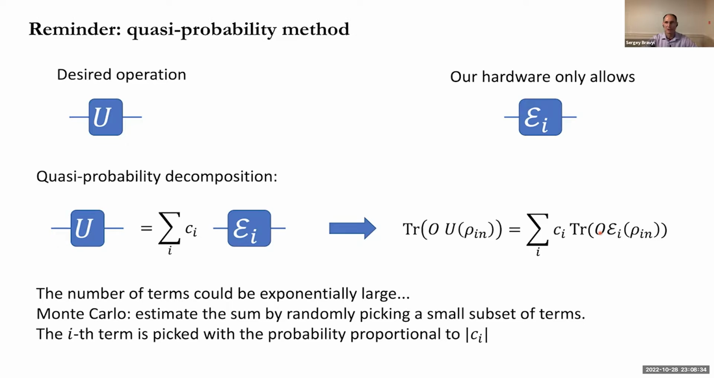But in all interesting cases, the number of terms in the sum is exponentially large. So we cannot examine all the terms. What we can do is to estimate the sum by Monte Carlo method. So we randomly sample a small subset of operations E sub I, and the probability of picking some E sub I should be proportional to the magnitude of the corresponding coefficient.